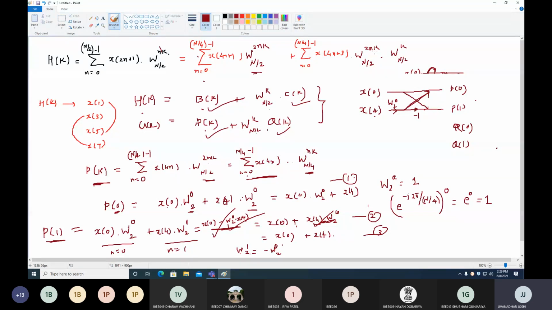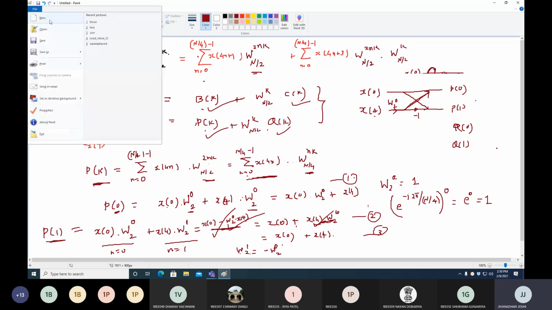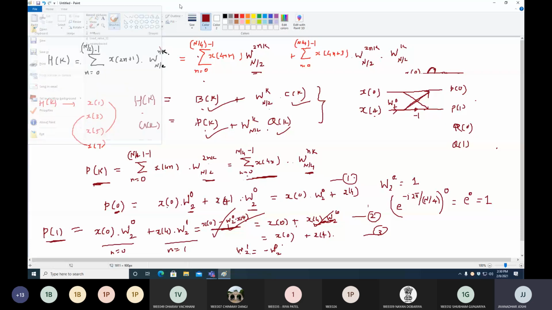Now let me first complete the other things. That is W2 raised to 0 is equal to minus W2 raised to 1, and similarly W8 raised to 0 is equal to minus W8 raised to 4, and other such relations. Let me first derive those relations, right? Then we will concentrate on this part. Okay. So let me take a new one. Have you taken the snap? Say yes or no. Yes, sir.